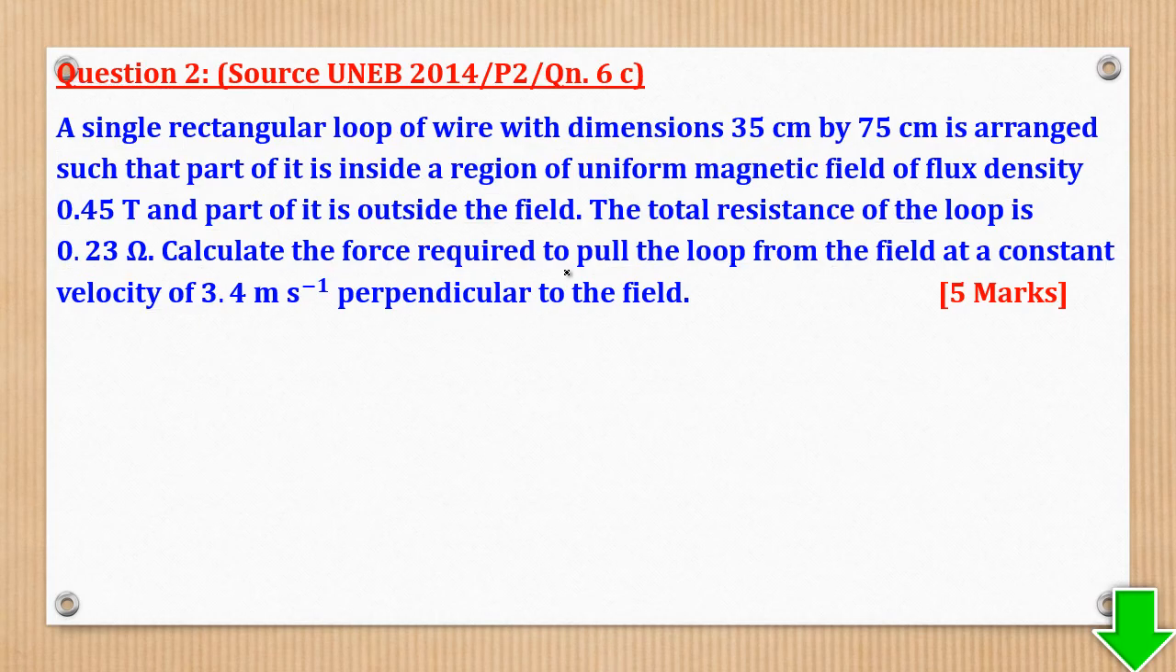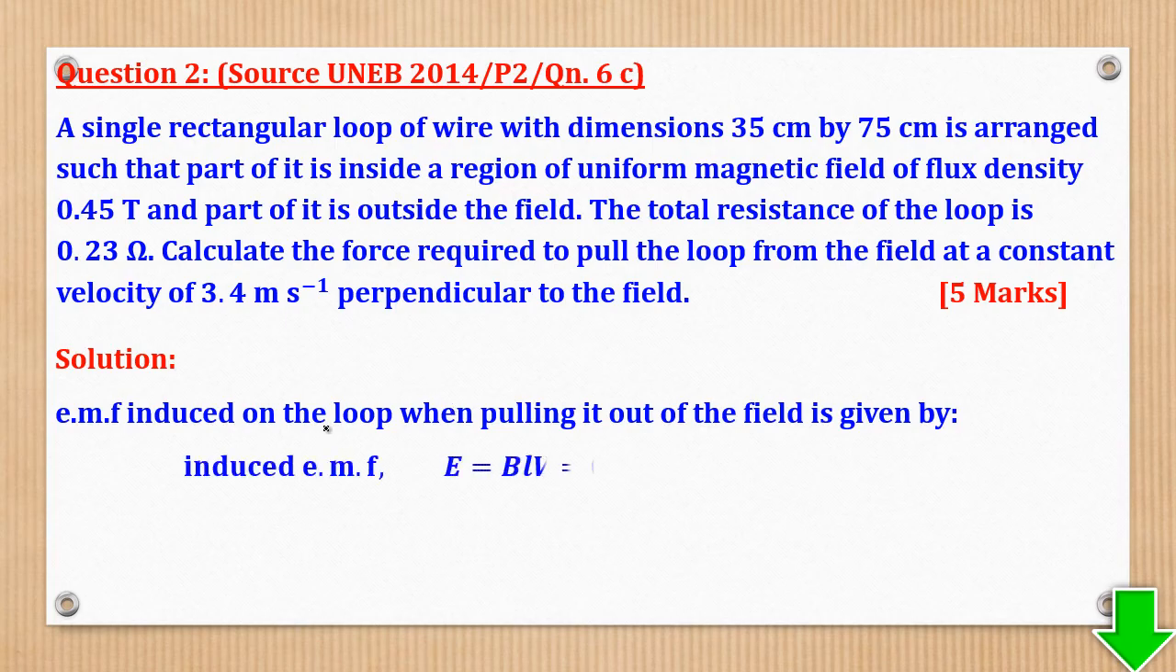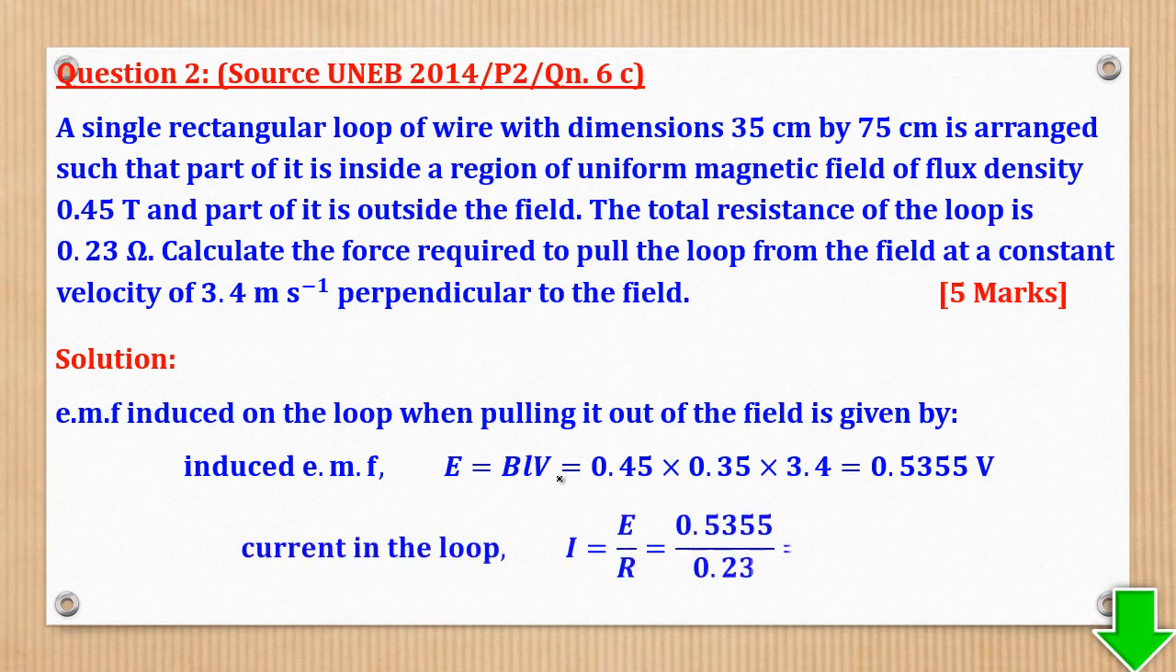Calculate the force required to pull the loop from the field at a constant velocity of 3.4 meters per second perpendicular to the field. Okay, so EMF induced on the loop when pulling it out of the field is given by BLV, so flux density, length, velocity, which gives you that. Then current in the loop is E over R, E is here, R is given in the question, which is that.